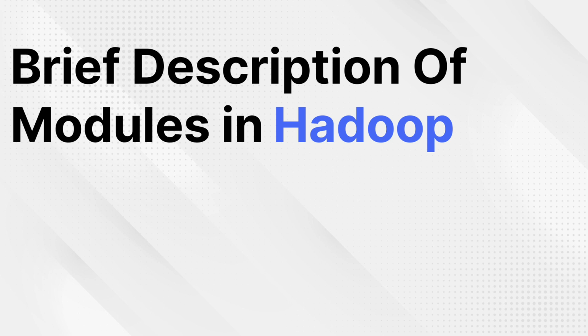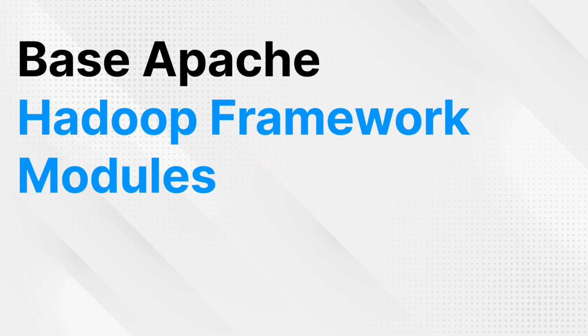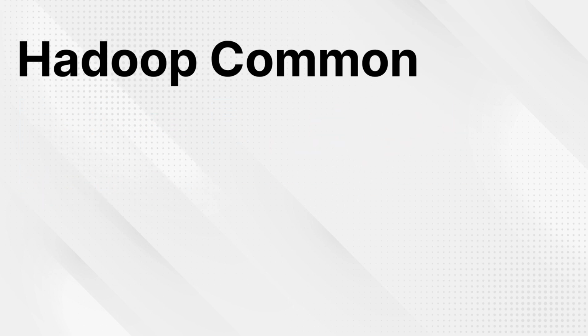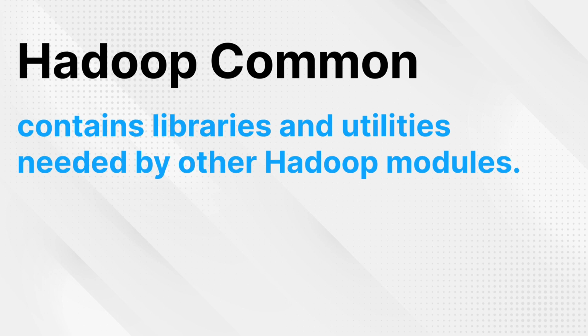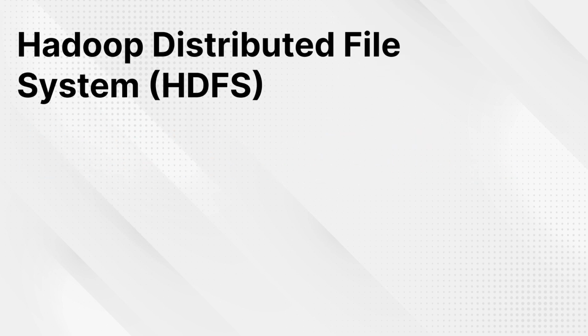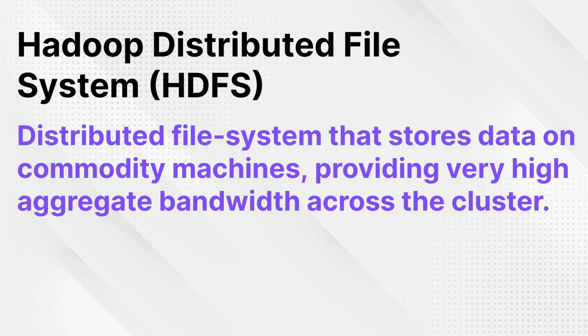Let's talk about a brief description of modules in the Hadoop framework. The base Apache Hadoop framework is composed of the following modules. First, Hadoop Common contains libraries and utilities needed by other Hadoop modules. Second, Hadoop Distributed File System (HDFS), a distributed file system that stores data on commodity machines, providing very high aggregate bandwidth across the cluster.